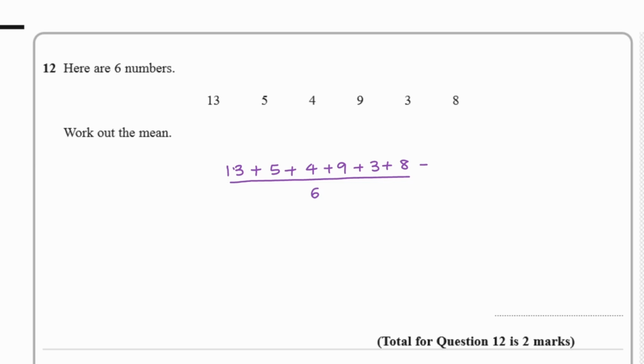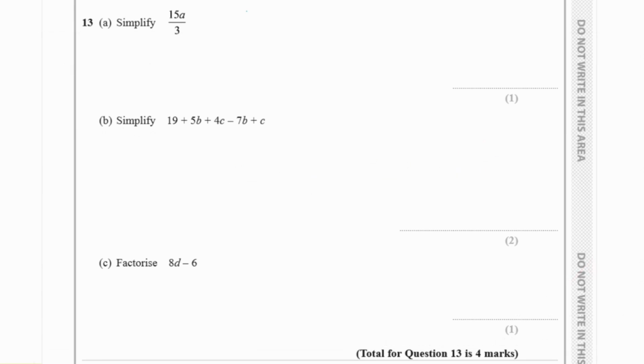So if we add this up, 13 plus 5 is 18, 18 plus 4 is 22, 22 plus 9 gives us 31, 31 plus 3 gives us 34, and 34 plus 8 gives us 42, and 42 divided by 6 gives us 7. So our mean is 7. We would get 1 mark here for the correct method for finding mean, and the second mark for the correct final answer of 7.